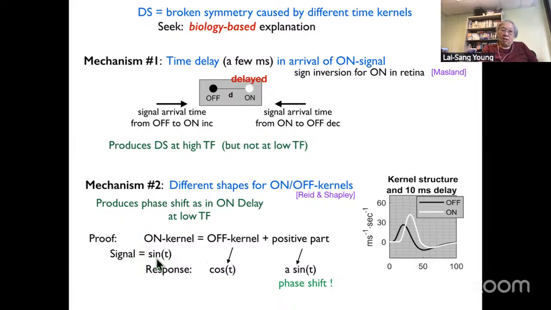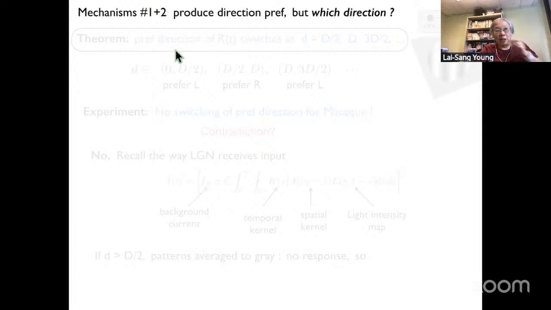If the signal is a sine function, and I told you that LGN is like taking derivatives, so the off kernel, let's say, turns it into something like a cosine, right? Derivative, right? But when you convolve with the positive part, you get another sine function. So you're adding a sine to a cosine, and that causes a phase shift. And so this is kind of my little pet theory for why you could have direction selectivity. Mathematically, all I have argued is that it produces an asymmetry. I didn't tell you which direction it prefers, right?